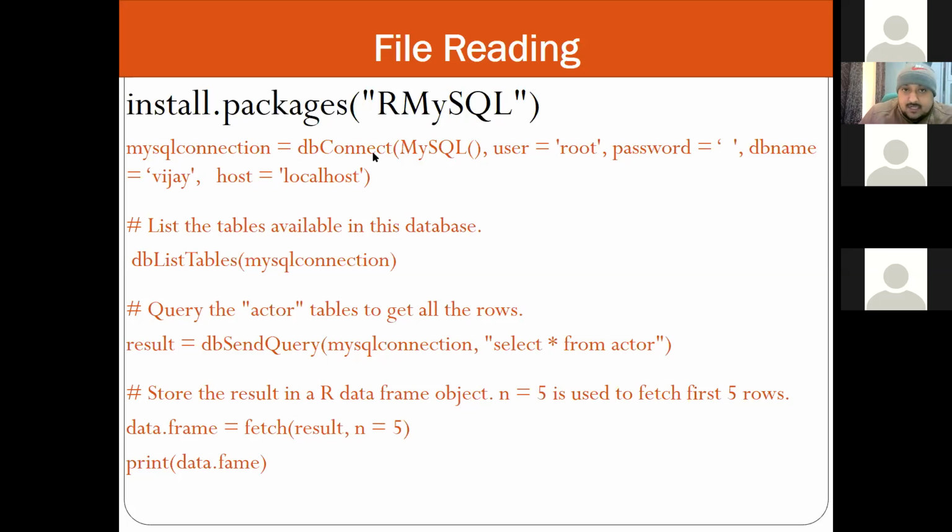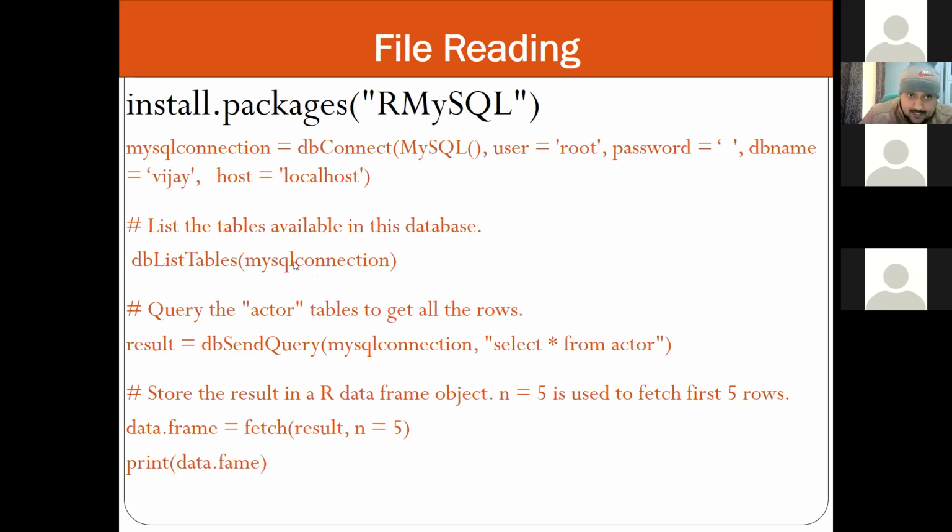This is dbConnect, which is used for connecting to the database. In that case, you have to write the function. This is MySQL, an inbuilt function in the R language. Then you have to mention user equal to root, password, then the database name. Then you have to mention host equal to localhost. Then the MySQL connection will be established.